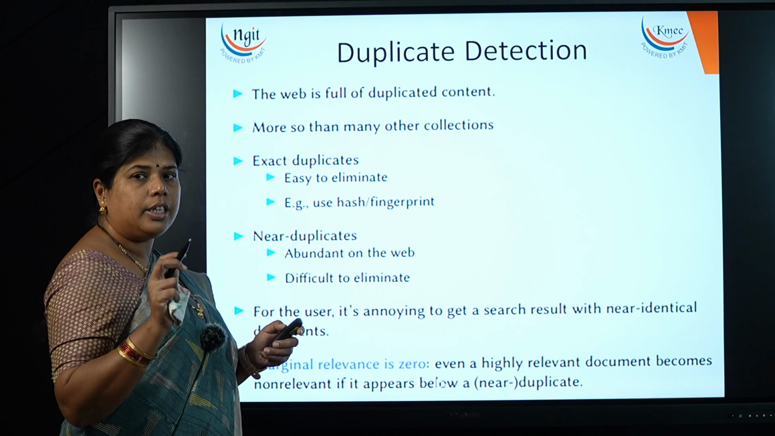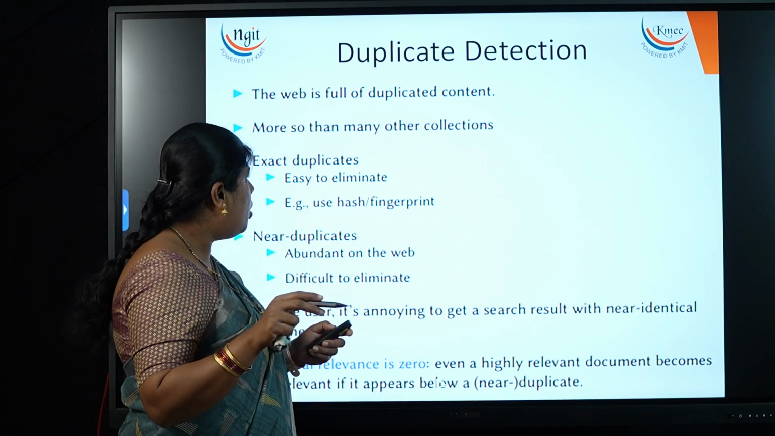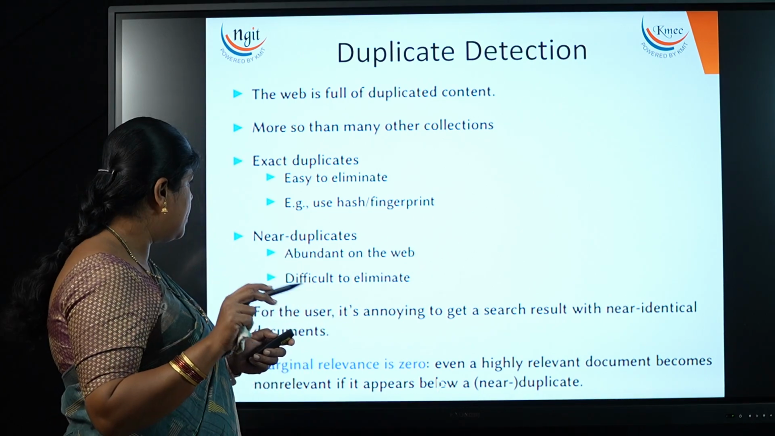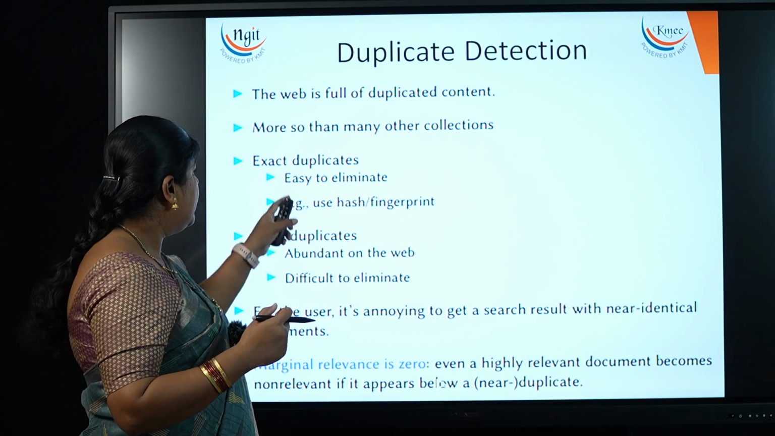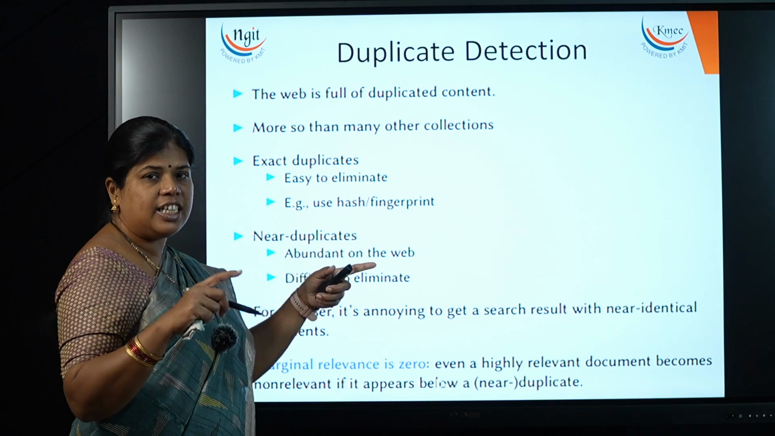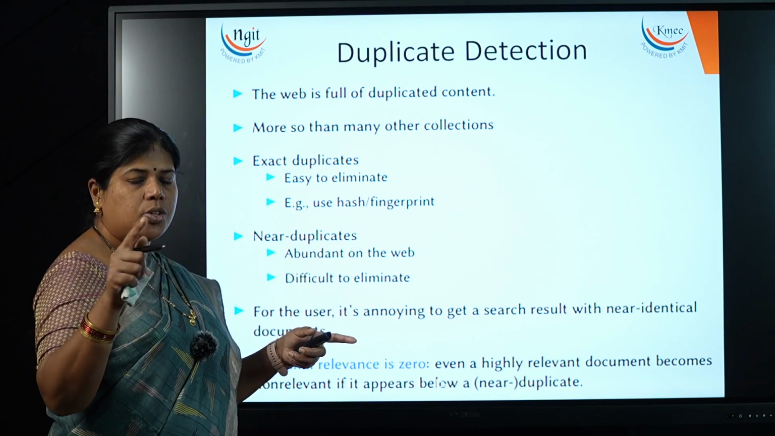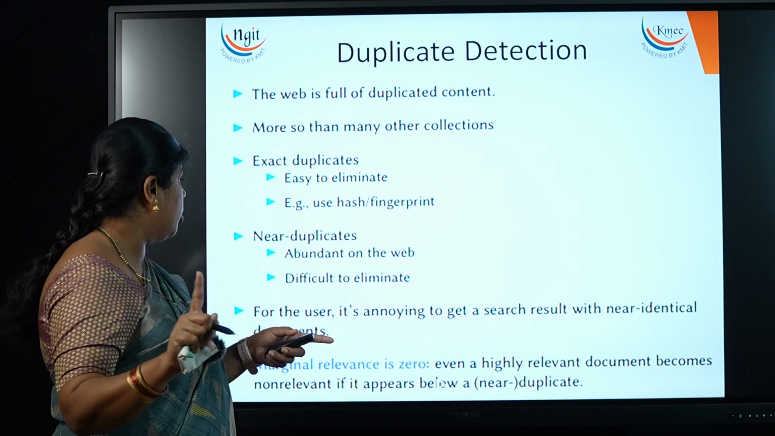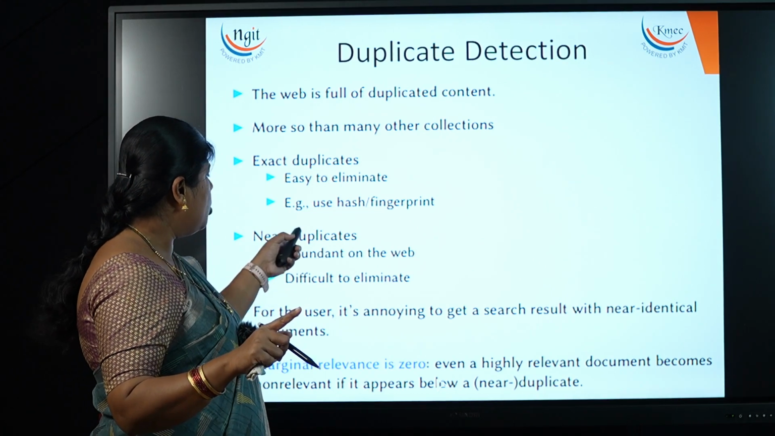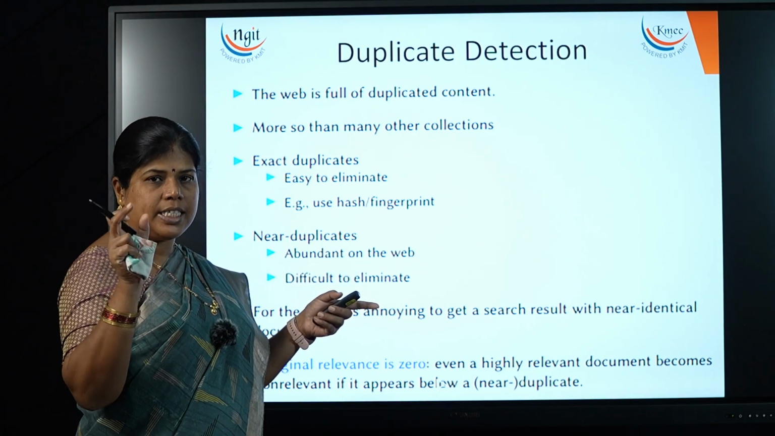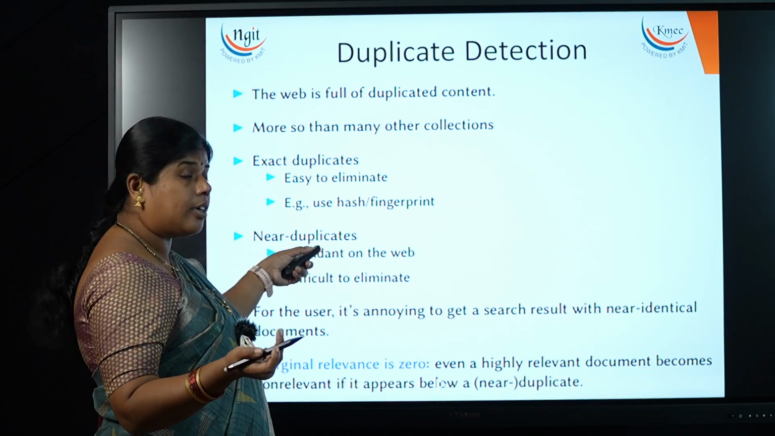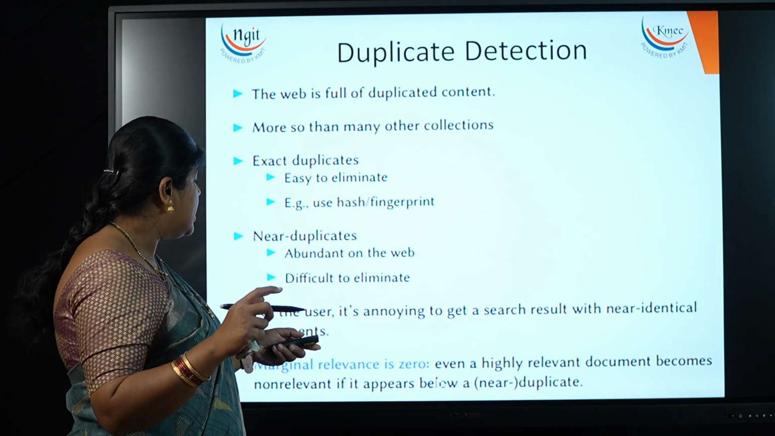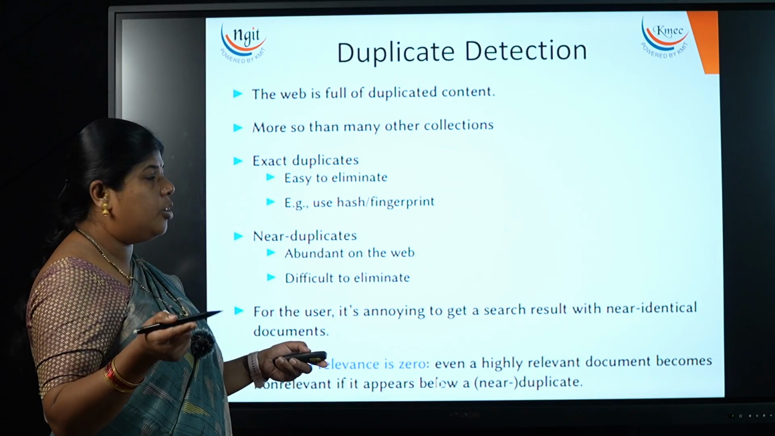We know that the web is full of duplicated content. How can you find out this duplicate content? If it is an exact match, then it is easy to eliminate: instead of two documents, you simply keep only one document. But if it is a near duplicate, meaning some of the part is repeated and some of the part is different, then it is difficult to remove.